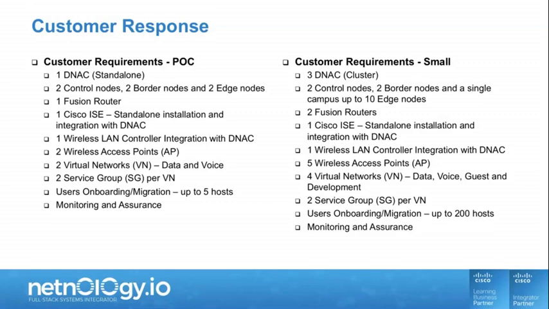So they might start with, okay, I want to do one DNA in my proof of concept with 2 control nodes, border nodes, edge nodes, 1 diffusion router device, 1 ICE that is doing both PAN and PSN node functions, a couple of access points, a wireless LAN controller, a couple of virtual networks, just for data and voice, for instance, as it is the easiest one to use.